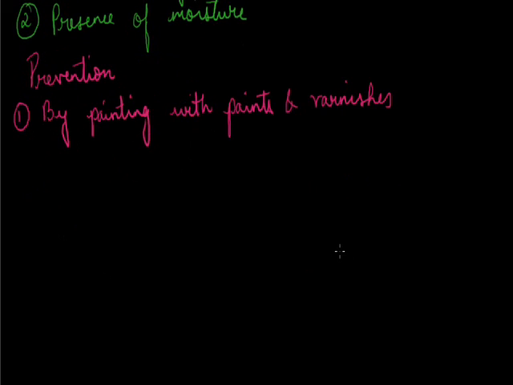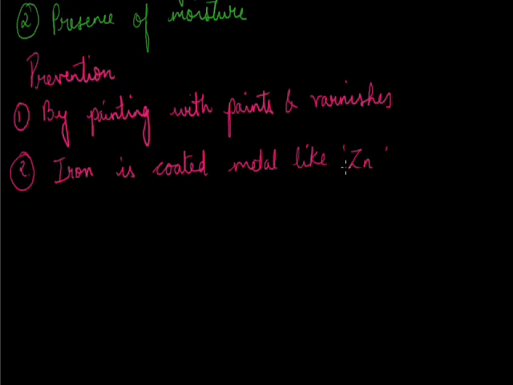Secondly, we can prevent rusting by coating the metal, that is iron, with another metal. Okay, so if iron is coated with a metal like zinc, this coating of zinc on iron is known as galvanization. So I can say that iron is galvanized, meaning it is coated with zinc. Iron coated by a metal like zinc helps in preventing rusting.